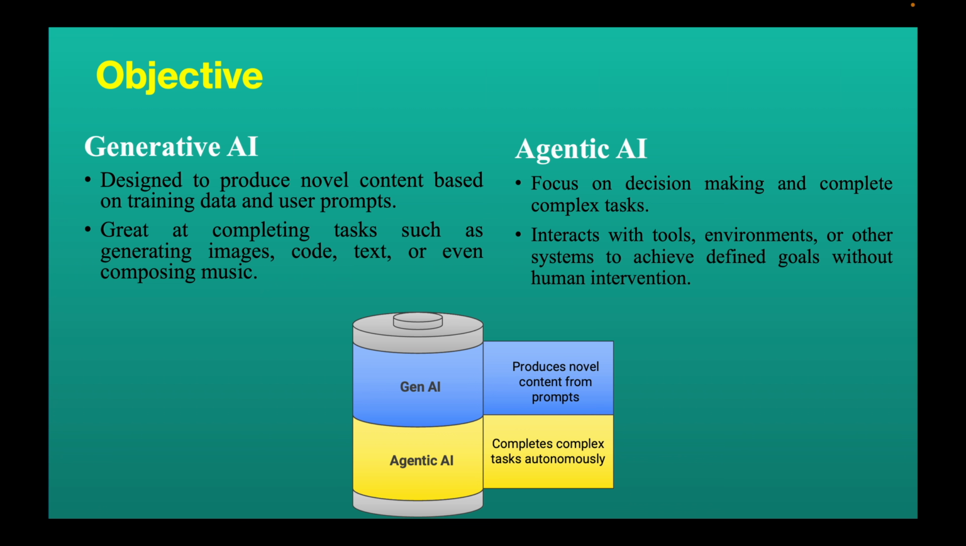For example, if we ask ChatGPT to write a blog, then it writes. That is generative. But if we ask an agentic AI to publish that blog, it could do everything such as log into the blog, make some changes, and then hit publish, all without any input from us.